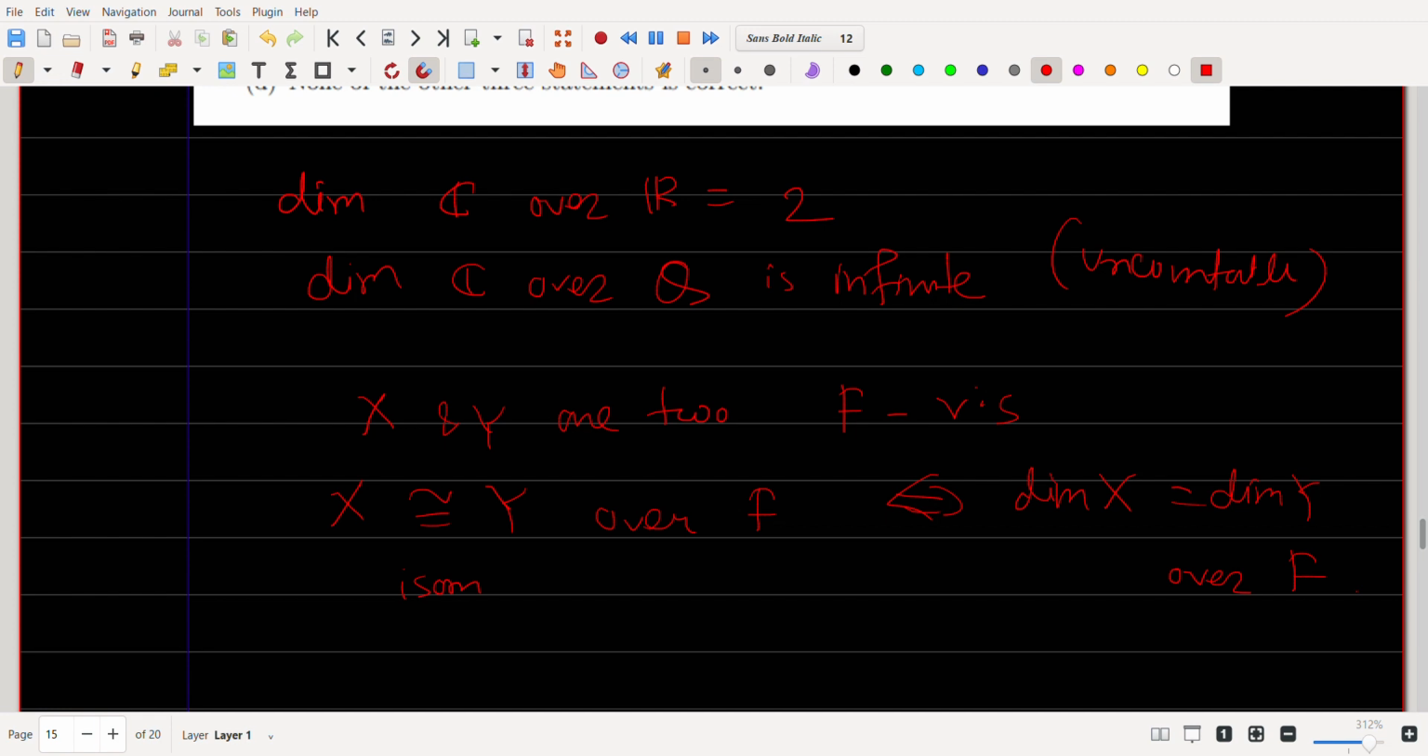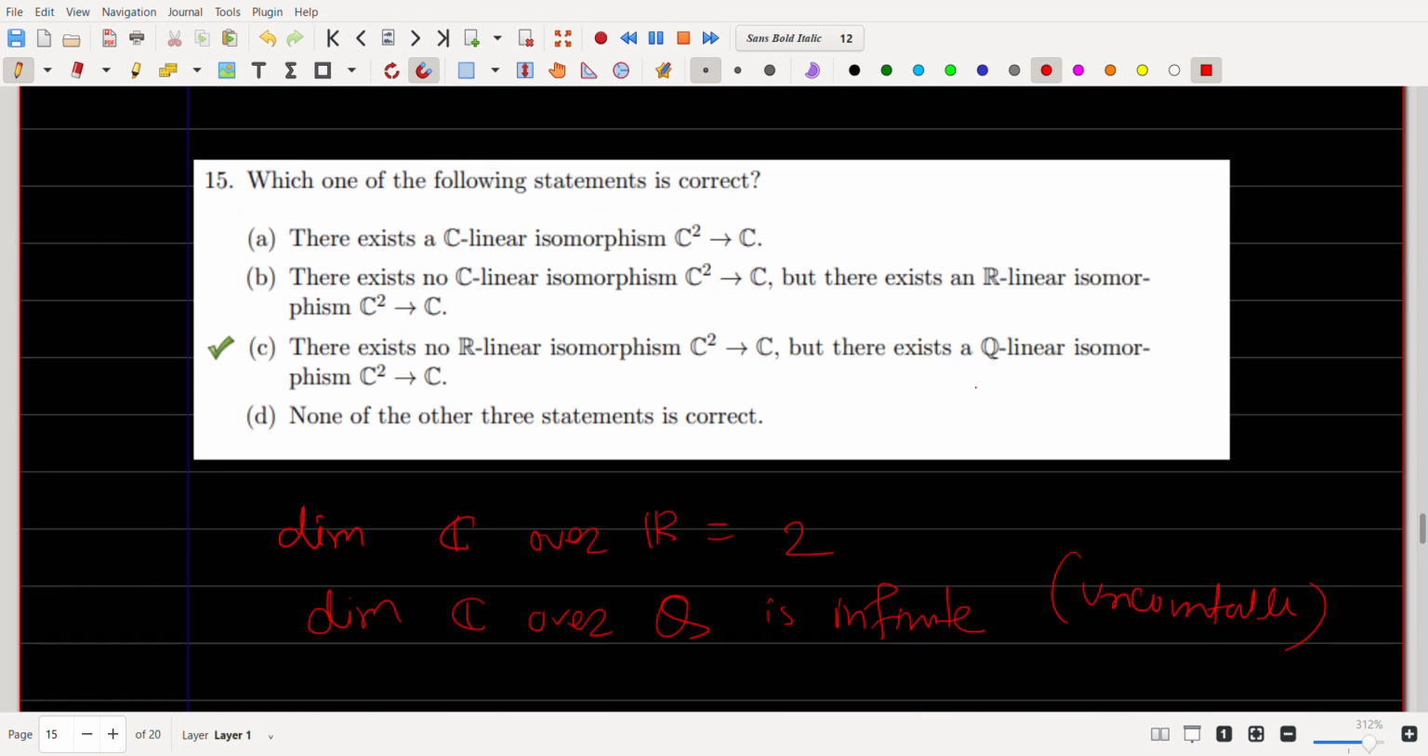Now see, the dimension of C over R is 2, and the dimension of C square over R is 4. So there is no R linear isomorphism. But the dimension of C over Q is the same as the dimension of C square over Q, because both are uncountable and have the same dimension. So that's why they are isomorphic. So there exists no R linear isomorphism from C2 to C, but there is a Q linear isomorphism from C2 to C. And the dimension of C2 over C is 2, the dimension of C over C is 1. So that's why this is also wrong. This is also wrong, but this one is correct.